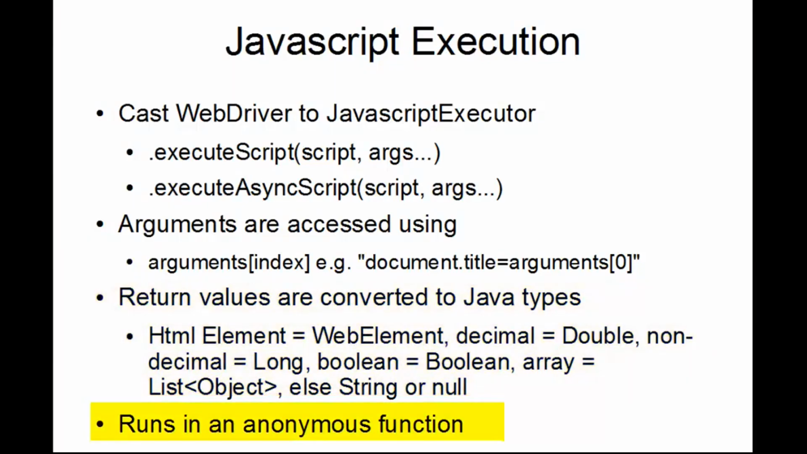And the JavaScript that we execute runs in an anonymous function, which means that nothing is left behind when we run the JavaScript, unless we add variables into the global scope, or add scripts into the global scope. So if we start adding variables onto the window, or we start adding scripts, functions, onto the window itself, then they will be left behind if we start doing that. And that may be something that's useful to you. We're going to demonstrate that when we show the execute async script.